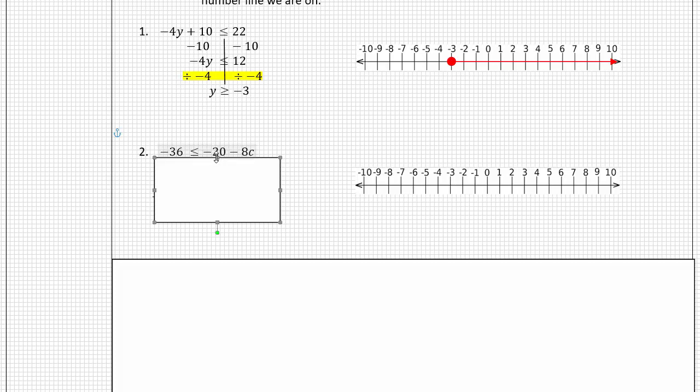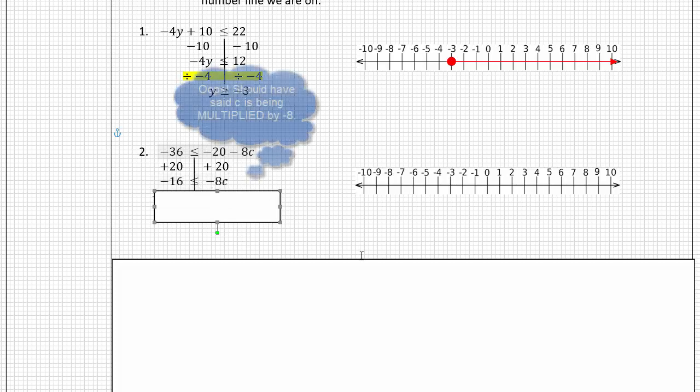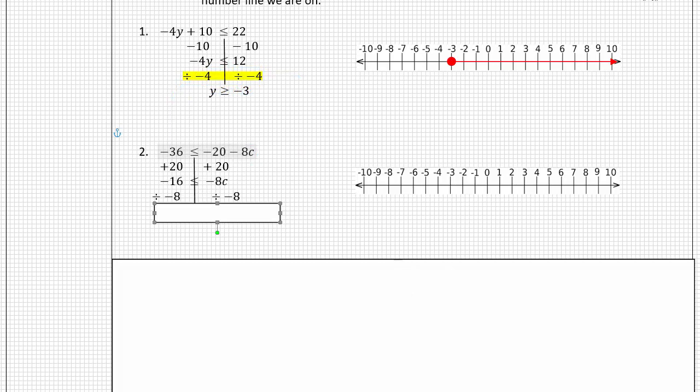So the first step to get that negative 8c by itself would be to add 20 to both sides. Doing so, negative 36 plus 20 gives us negative 16 is less than or equal to negative 8c. Since c is being multiplied by negative 8, we are going to divide both sides by negative 8. Again, dividing by a negative should be a red flag to us that as we complete this inequality, we need to flip our sign.